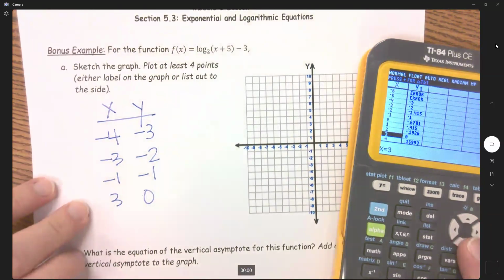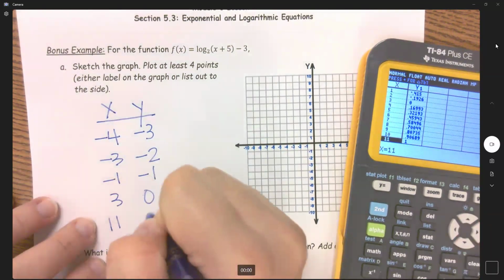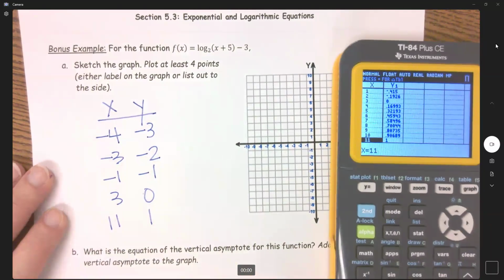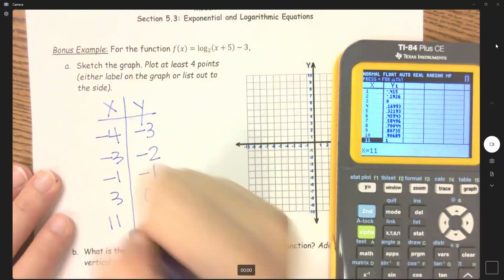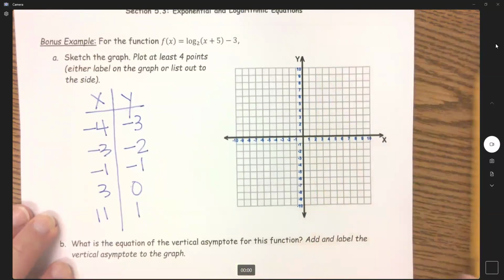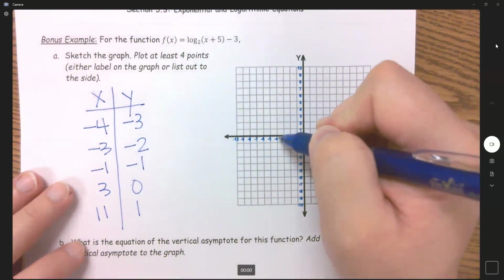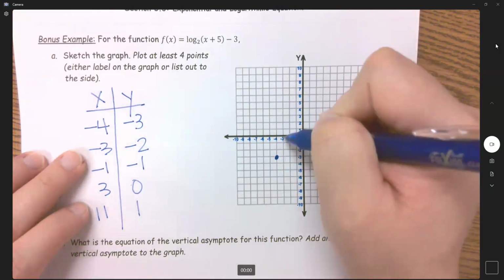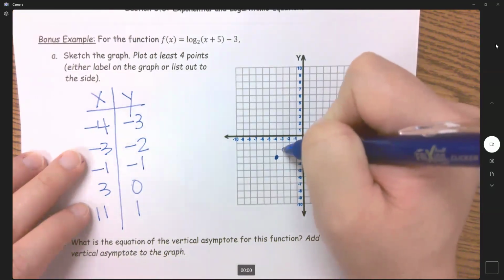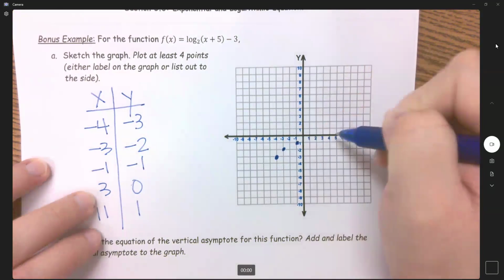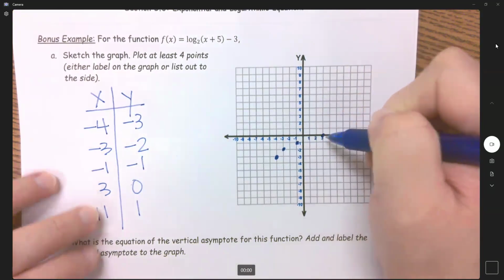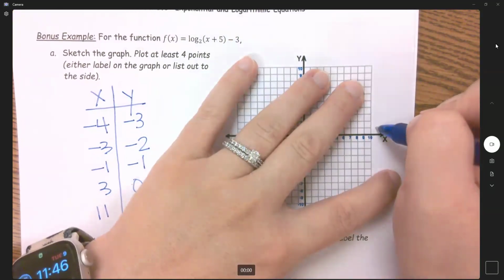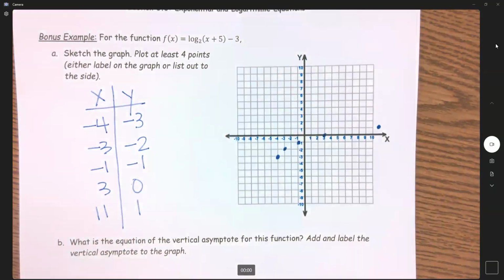Now that's all we really need since it says at least 4, but if I can fit another one, I want to, and I'm going to go ahead and write down 11, 1 as well. So these are my points that I'm going to plot. So we have 4, -3, and this one will just be slightly off my graph.